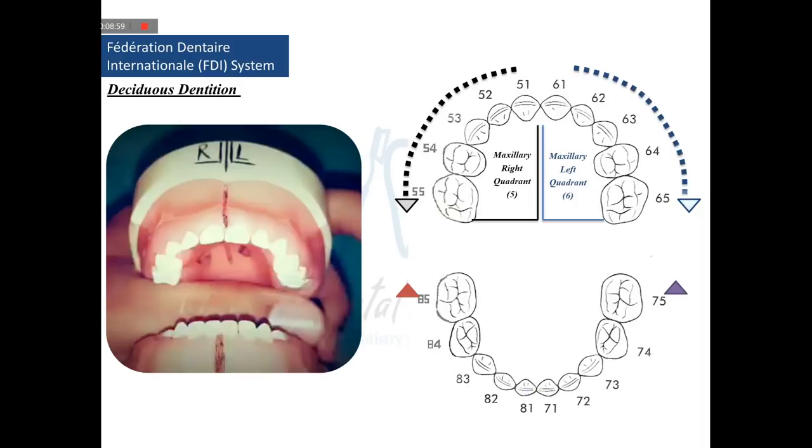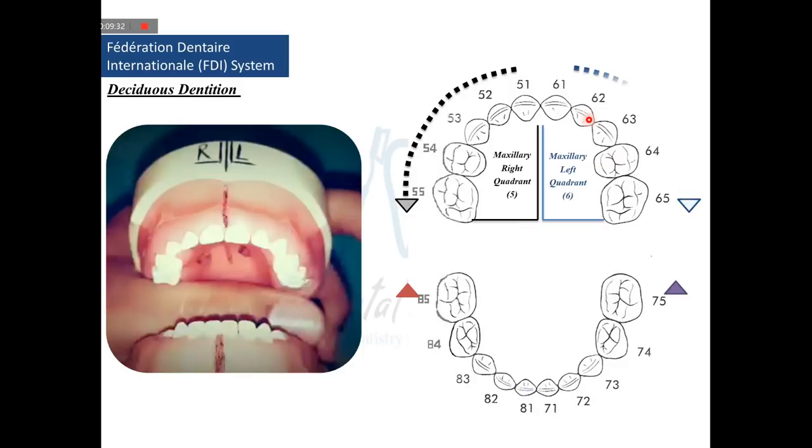Now it goes the same way for the maxillary left quadrant as well, but just one thing is changed, that is the first digit is changed, because the maxillary left quadrant is represented as quadrant number 6. So now when we count the teeth from the midline, we mention the maxillary left central incisor as 6-1, because 6 is the digit for the maxillary left quadrant, whereas the central incisor is the first tooth from the midline, so we write it as 6-1.